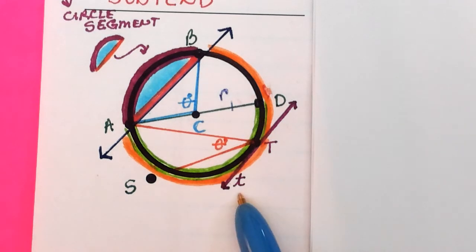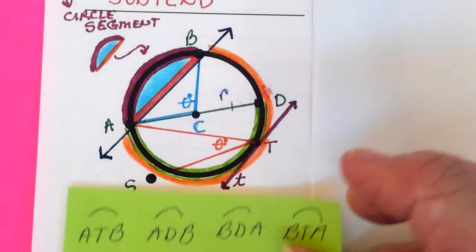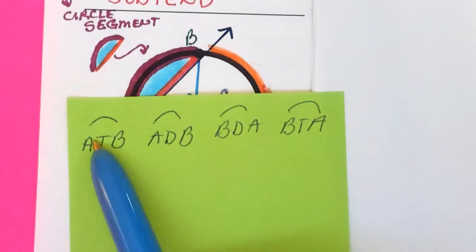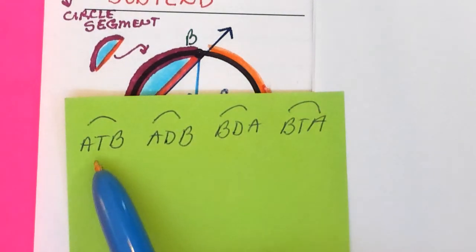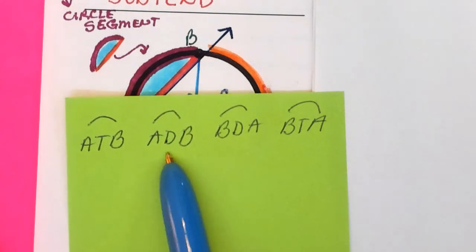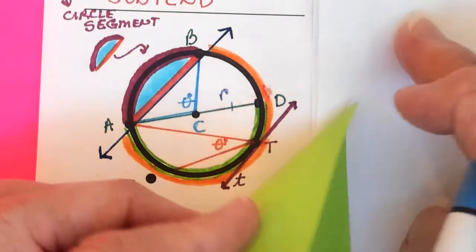And this lowercase t names a line, we cannot use it. But you always use 3 letters, and you have to include the first and last in the name. So use your arc symbol, and the 4 appropriate names for that orange arc would be ATB, ADB, BDA, or BTA.